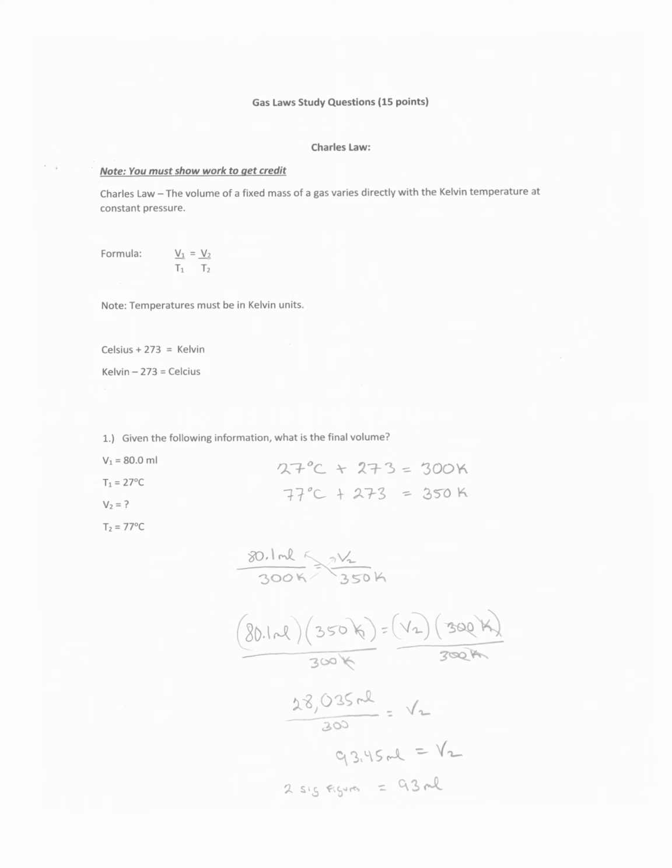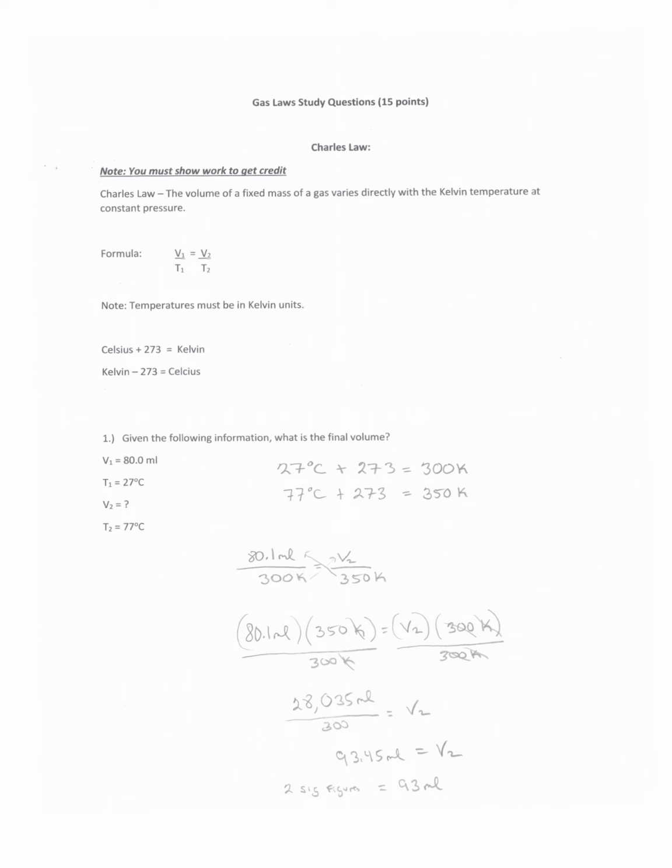So we begin this with Charles' law. Charles' law states that the volume of a fixed mass of a gas varies directly with the Kelvin temperature at constant pressure. So if you look at answer number one, the final volume is the unknown value, and that's 93.45 milliliters.